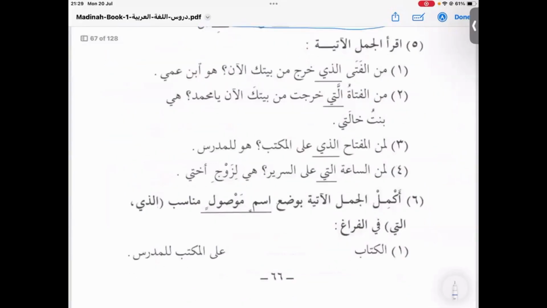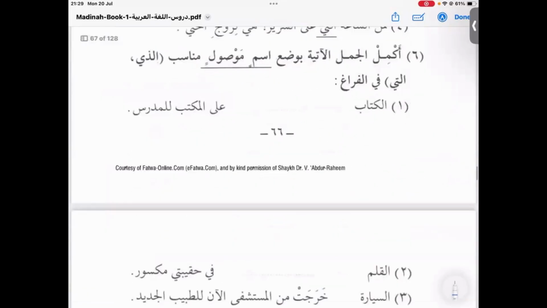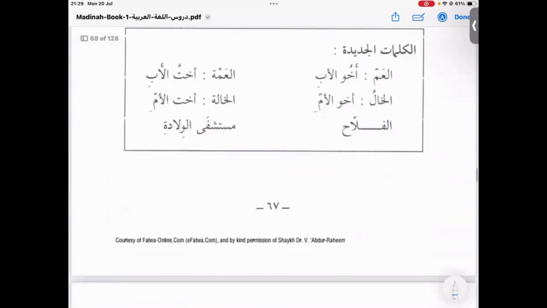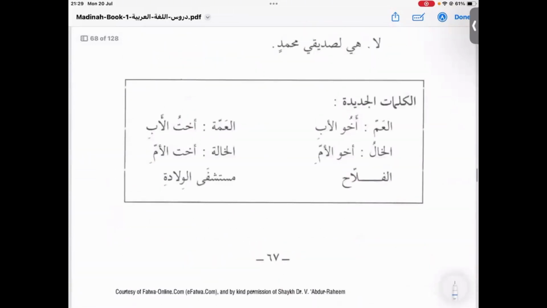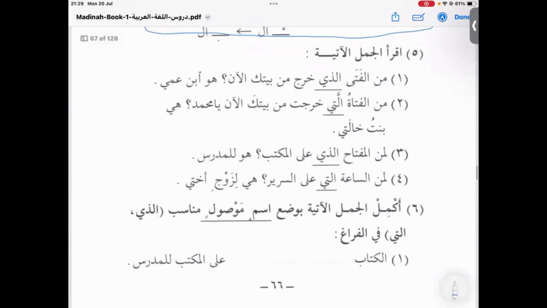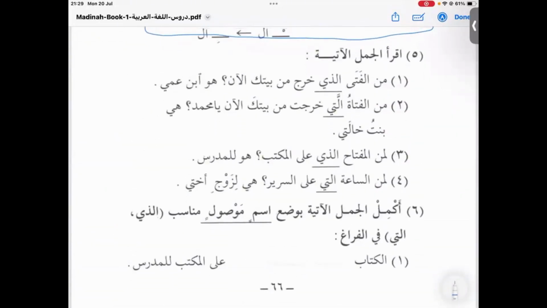اقرأ الجمل الآتية. Read the following sentences. من الفتى الذي خرج من بيتك الآن؟ هو ابن عمي. Okay, we'll finish this lesson tonight, inshallah. I'm not stopping now. I'm finishing this lesson. اقرأ الجمل الآتية. Read the following sentences.